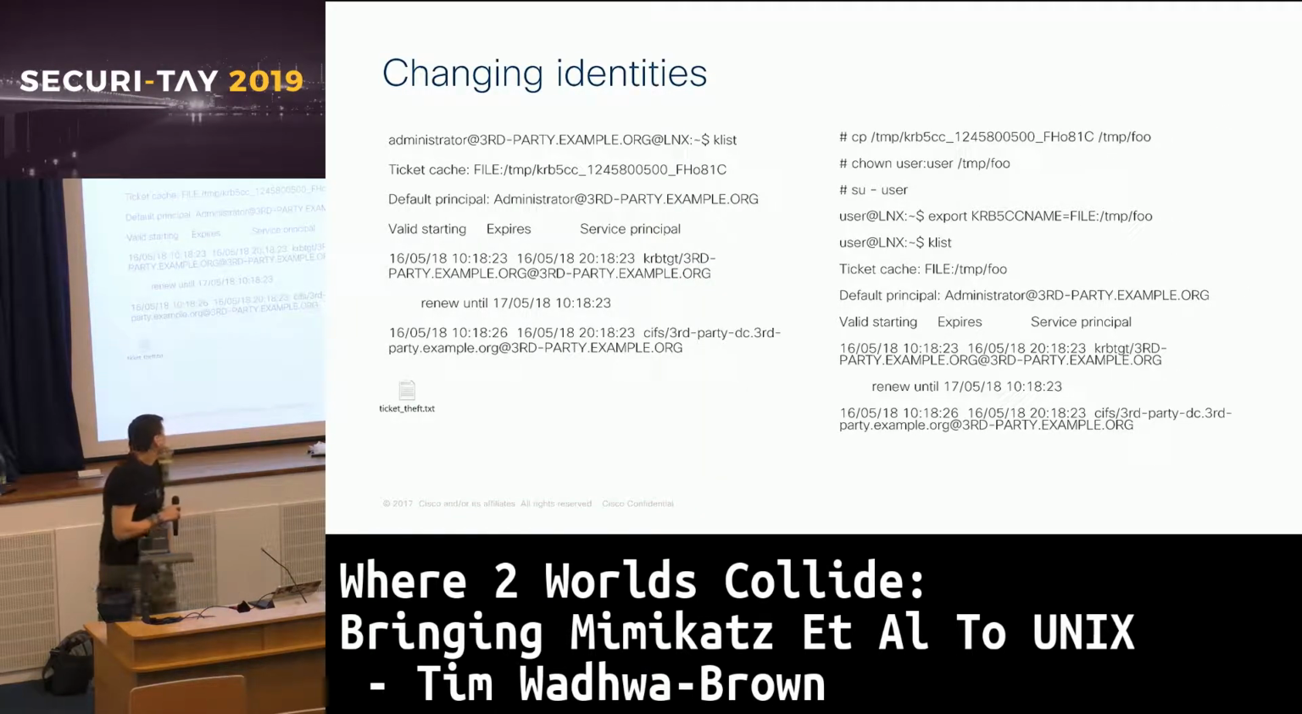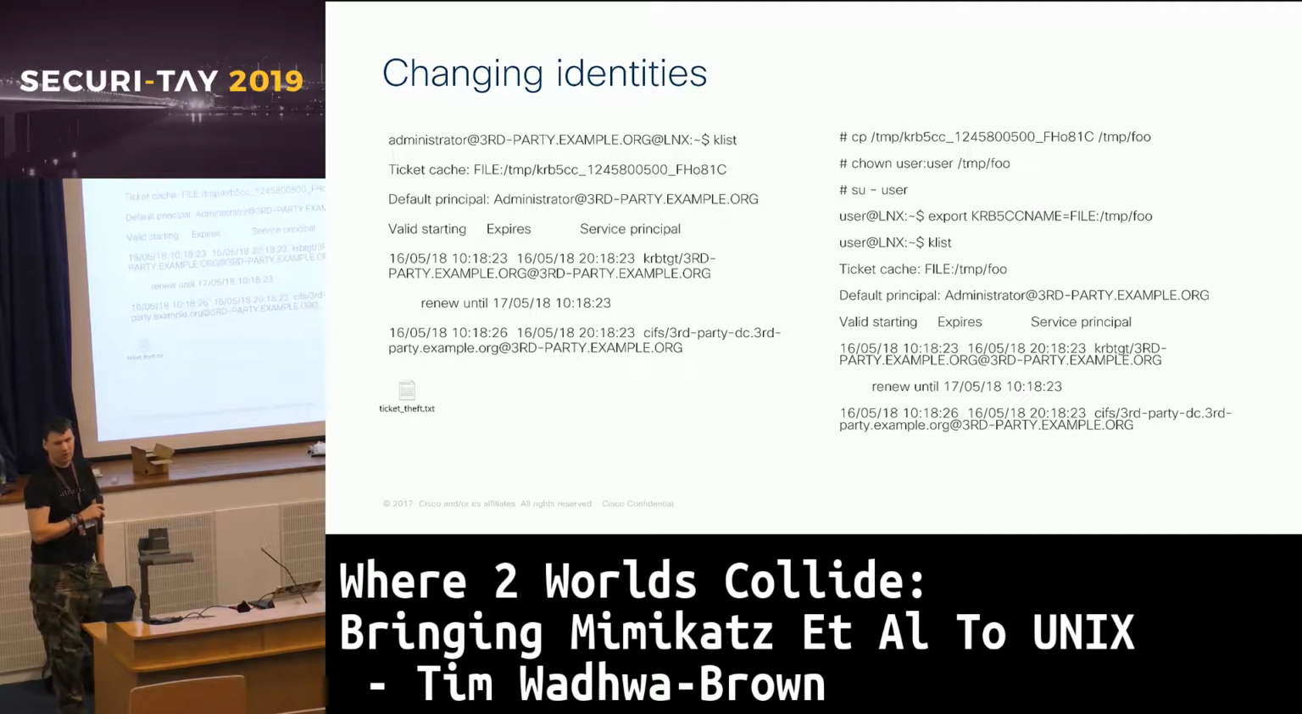So, Kerberos tickets, that's how easy it is to change identity if you get one of those files. On the left-hand side, I've logged on as the administrator, and I've got a ticket for administrator at thirdparty.example.org, and great. Right-hand side, I've got root. Maybe that's through a vulnerability in an application. Maybe that's because I had sudo access as a normal user. Whatever. I've got root.